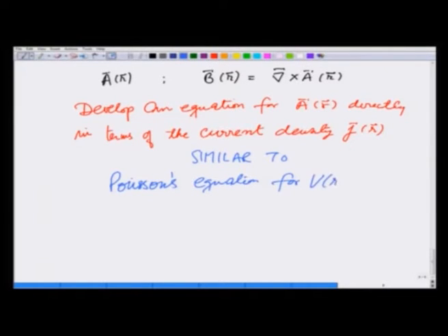for V(r), the electrostatic potential, in terms of rho(r). And then if I can calculate A directly in an easier way than I calculate B and then take its curl to get B, that will be a good way of calculating B for a given current distribution. So, that is the motivation.